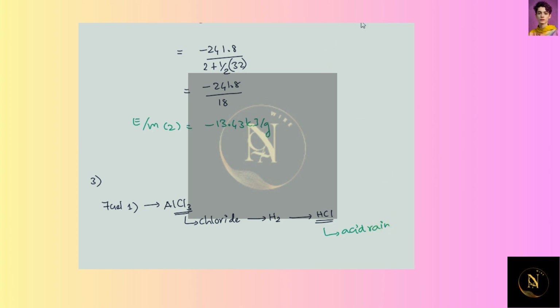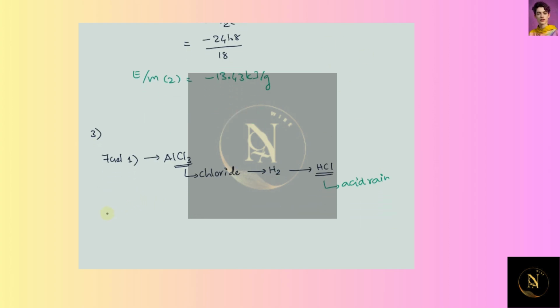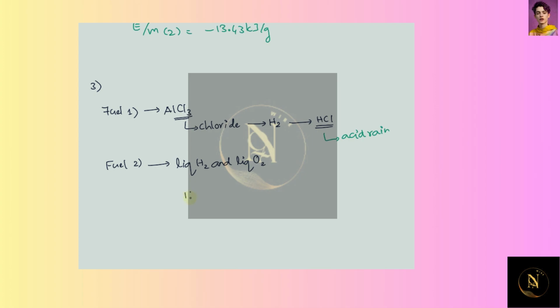Coming to the second fuel, that is fuel 2, liquid hydrogen and liquid oxygen. These two combine to form the water molecule, which is an environmentally friendly liquid. So this fuel is a highly eco-friendly rocket fuel. This is our answer.